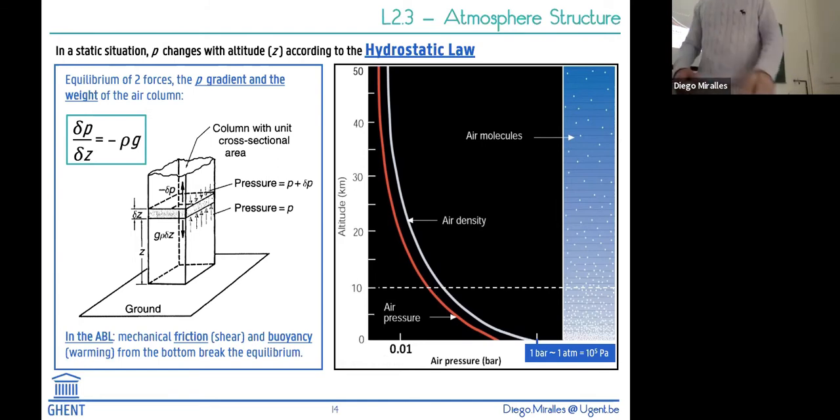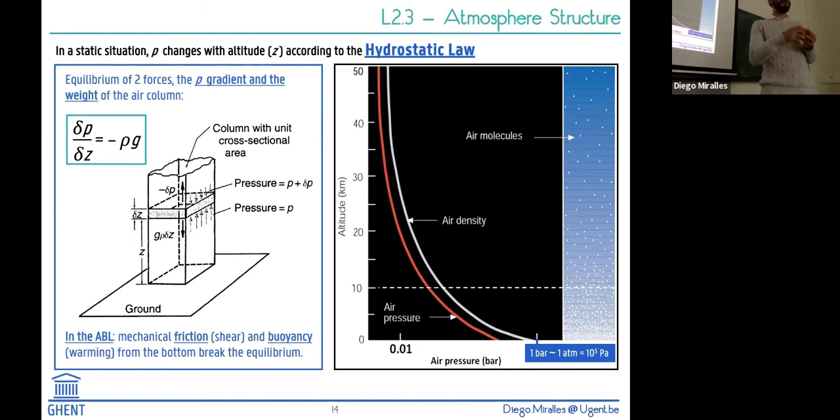All right. So before we take a break, I'm just going to mention one thing about this: in the atmospheric boundary layer, we don't have hydrostatic equilibrium. We have vertical mixing, as we were talking about, right? So that is very important. Now, why do we have vertical mixing?